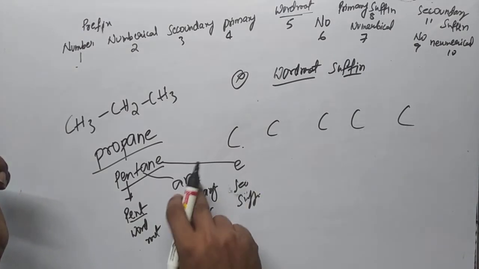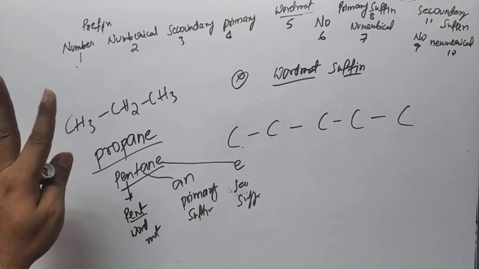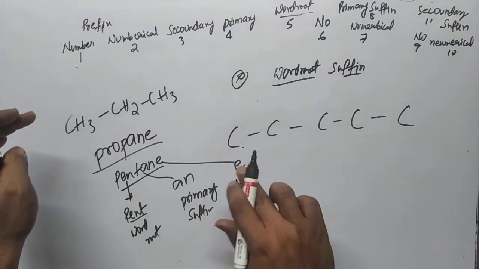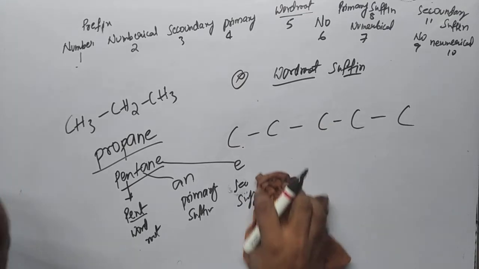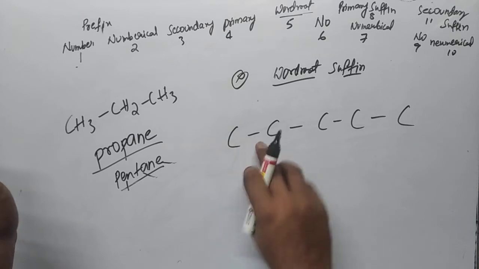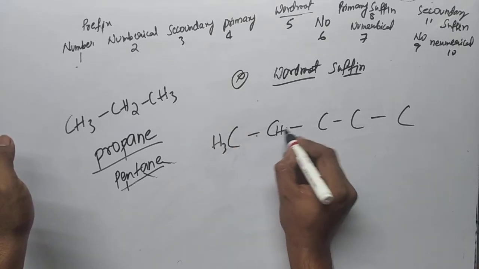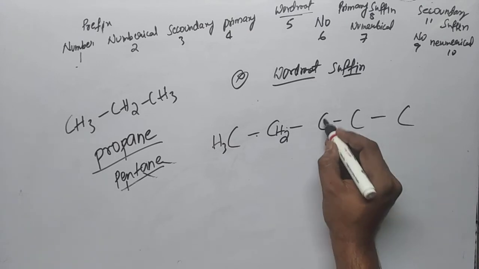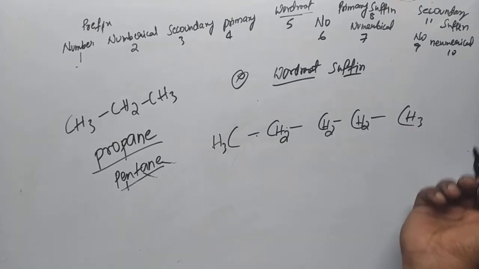What is the primary suffix? AN means between all the carbons we have a single bond, and E indicates a bond between carbon and hydrogens. So just substitute the remaining bonds with hydrogen. Here how many bonds do we have? Only one, so we require 3 hydrogens. Here there are 2 bonds, so the remaining 2 are with hydrogen. Here also 2 bonds, remaining 2 with hydrogen, and the last one has 3 hydrogens.